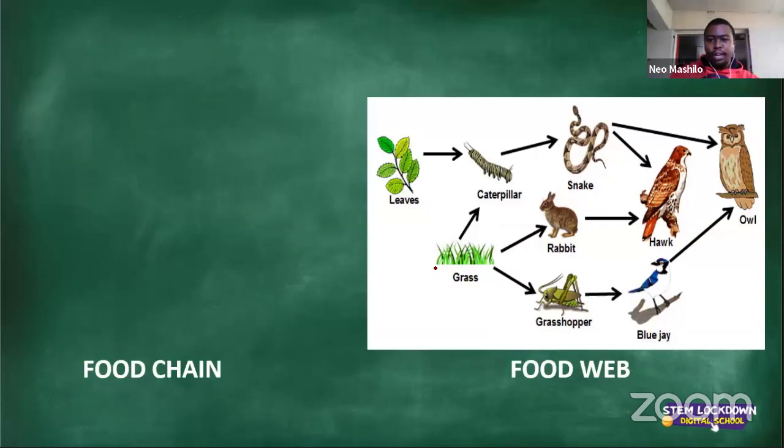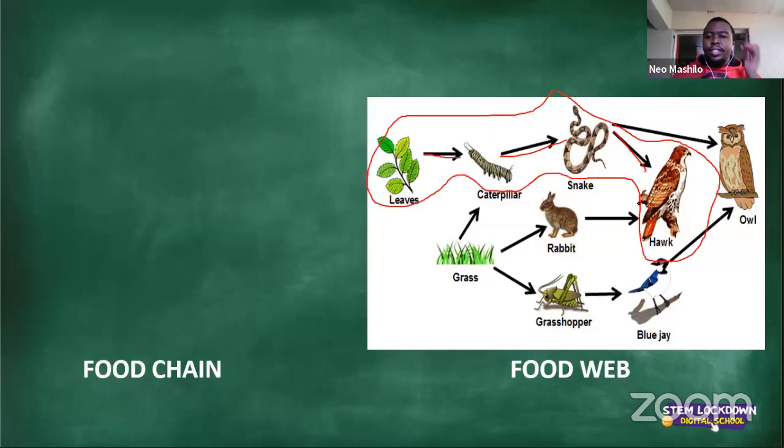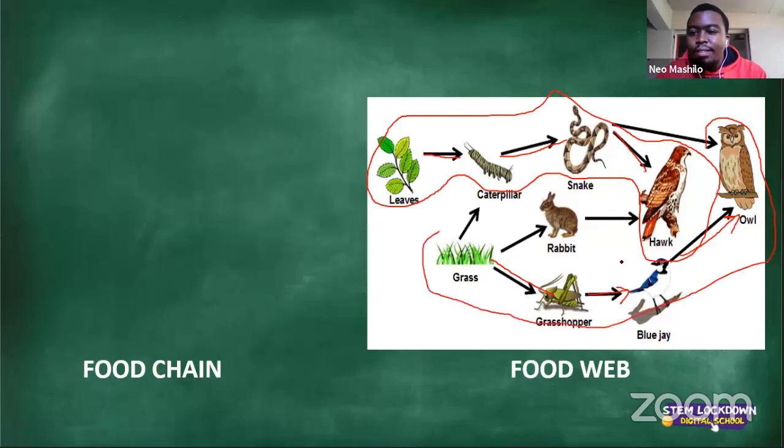I'm going to show you only one food chain from this. So here we have leaf, arrow, caterpillar, arrow, snake, arrow, hawk. So this whole thing is one food chain. Because in reality, grass is not only eaten by a caterpillar. Grass can be eaten by a lot of different things. For example, the grass is eaten by a grasshopper, and a grasshopper is eaten by a bird called a blue jay. A blue jay is eaten by an owl. That is another food chain. So you can see that in this food web, we have so many different food chains.